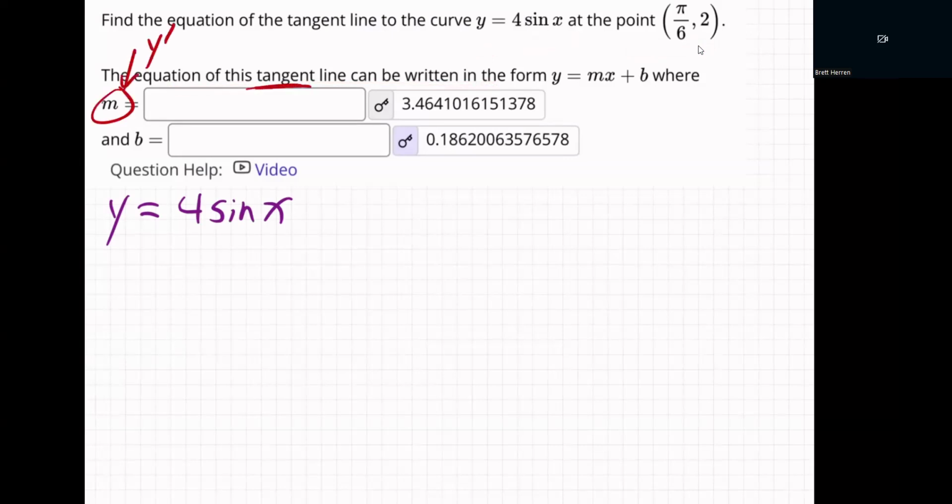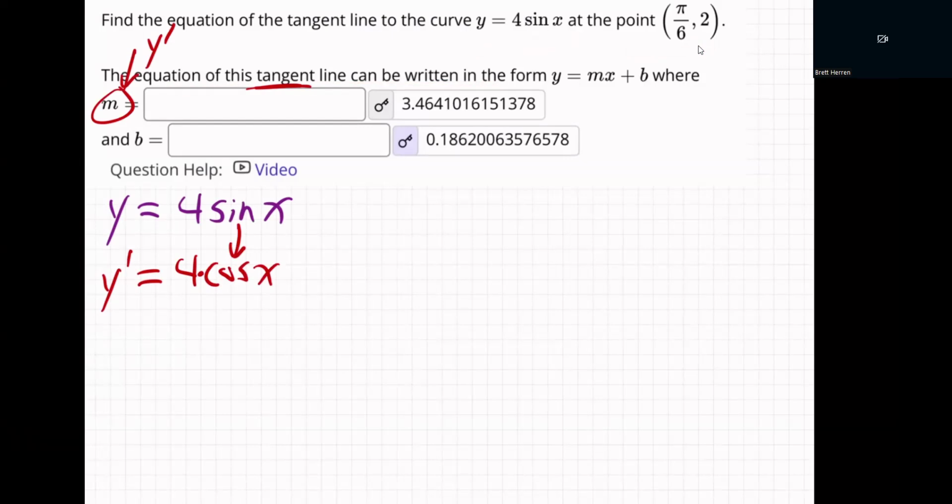The slope is what? Y prime. The derivative is the slope. So we've got to find the derivative to find the slope. Remember, derivatives are slopes. So what's the derivative of this function? Well, derivative of sine is cosine. The 4 just sits there because anytime you have a number multiplying a function of x, it's just a spectator watching the event happen. So 4 cosine x, that's the derivative.